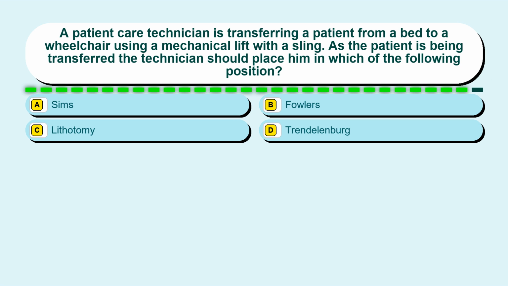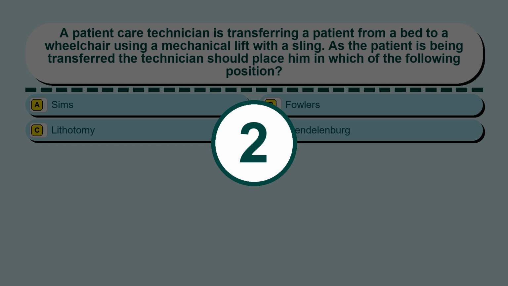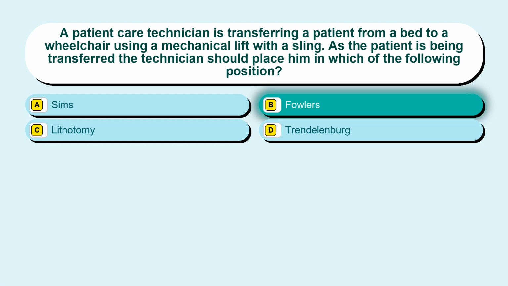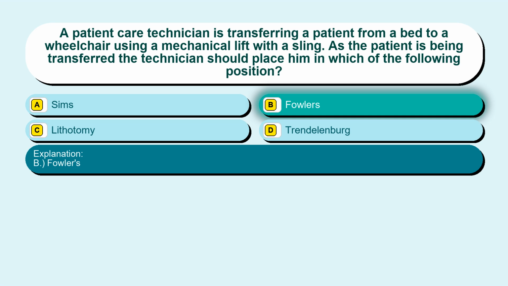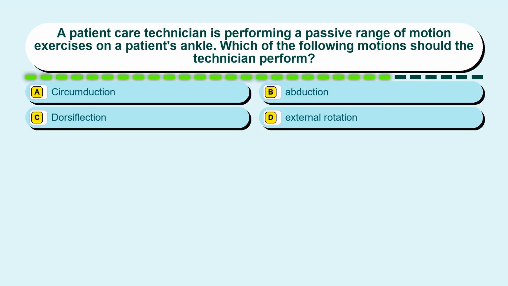Question 59. A patient care technician is transferring a patient from a bed to a wheelchair using a mechanical lift with a sling. As the patient is being transferred, the technician should place him in which of the following positions? Option A, Sims. Option B, Fowler's. Option C, lithotomy. Option D, Trendelenburg. The correct answer is option B, Fowler's.